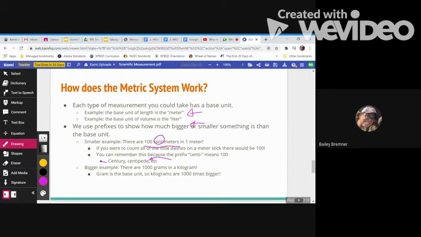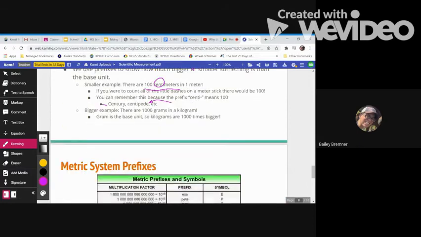Another example is if you've ever heard of kilo. I don't have any cool other words that go with kilo, but kilo means 1,000. So there are 1,000 grams in a kilogram because it's 1,000 times bigger. A centimeter is 100 times smaller than a meter. A kilo is 1,000 times bigger than a gram. Gram is how heavy something is. And again, you're going to have a chance to work with and practice the metric system, and I have a nice graphic on the next slide as well as on your metric mania activities.